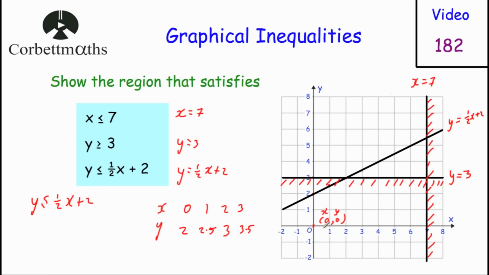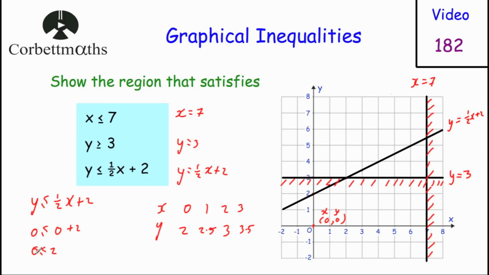So let's substitute x equals 0 and y equals 0 into this inequality. So instead of y we're going to write 0, and that's less than or equal to half of x. Well, a half of 0 is 0 plus 2. So we've got 0 is less than or equal to 0 plus 2. Now 0 plus 2 is 2, so we've got 0 is less than or equal to 2.